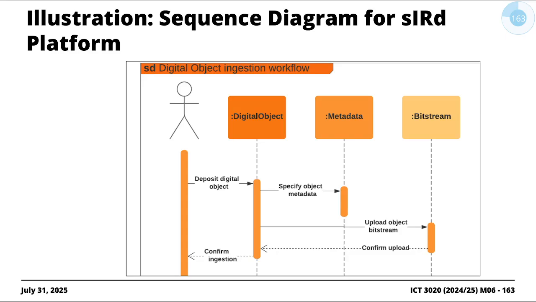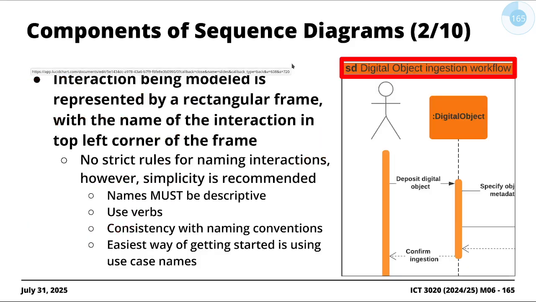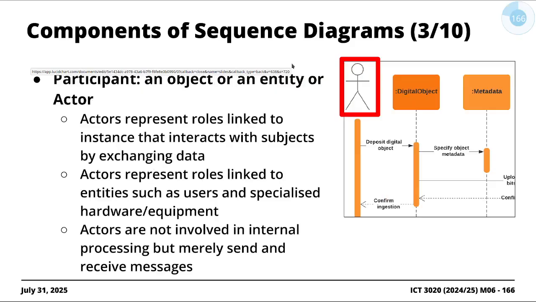Top left rather, not right, top left, if you notice SD and the name of the interaction. Typically, by convention or depending on the tool you are using, you prefix it with an SD, sequence diagram, right? Space and then the name of the interaction itself. Okay? And we discussed guidelines on how you go about naming these interactions.